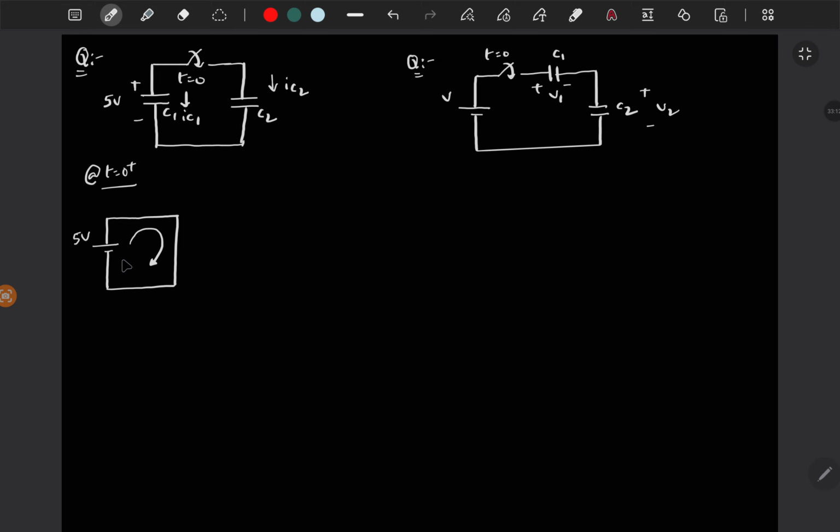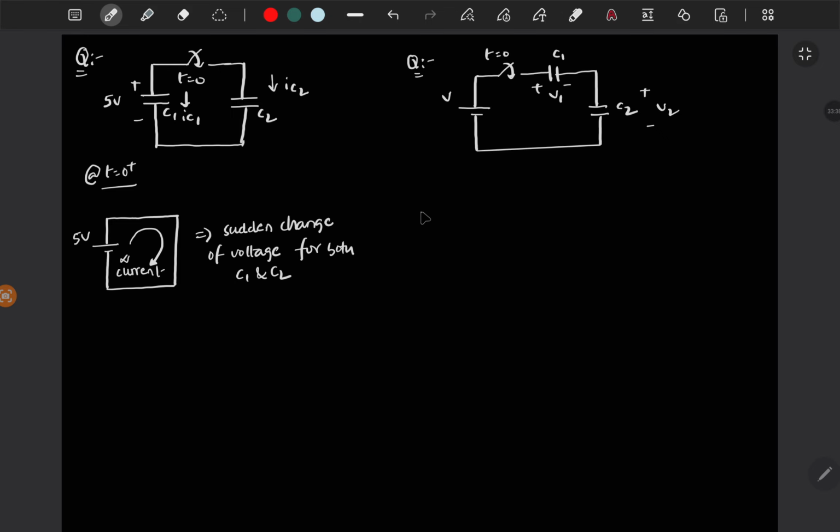So you will get infinite current through the capacitor. It means sudden change of voltage. Since that current is flowing in both the capacitors, there should be sudden change of voltage across both the capacitors, for both C1 and C2.